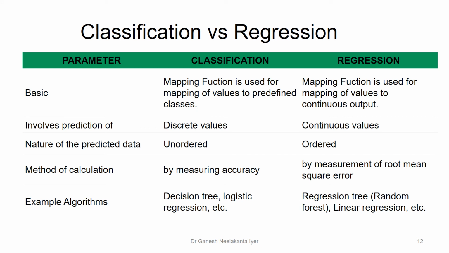Now some differences between classification and regression. Classification involves prediction of discrete values, whereas regression involves a prediction of continuous values. And hence in classification the predicted data is typically unordered, whereas in regression it is ordered. And you measure the efficiency of your classification algorithm by measuring accuracy, whereas regression algorithms are measured by root mean square error.